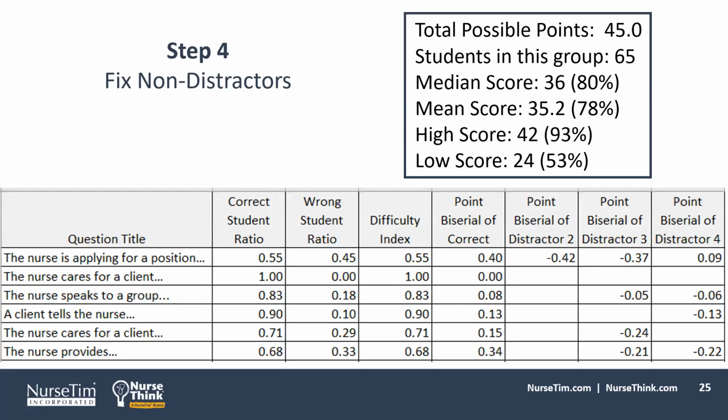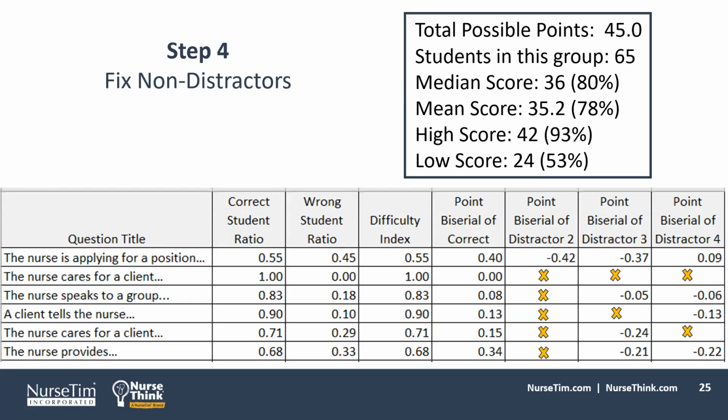Next thing I'm going to do to strengthen this test is fix my non-distractors. What we see here is all the places where I had an answer choice that nobody selected. So looking at distractor number 2, you can see that for questions 2, 3, 4, 5, and 6, nobody chose distractor number 2.